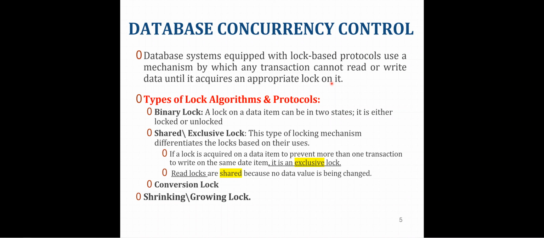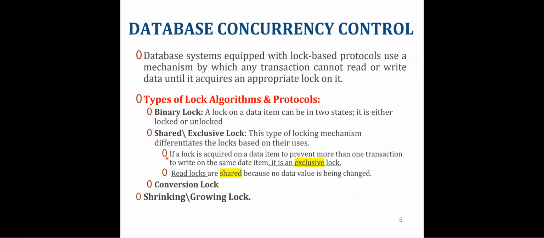Now, if you want to read or to write an item, you have to decide which lock you will give. Other than that, you cannot get the item. We will see in a minute how that works. Types of lock, algorithm, and protocols. So these are the three concepts: binary lock, shared exclusive lock, and convergent lock.